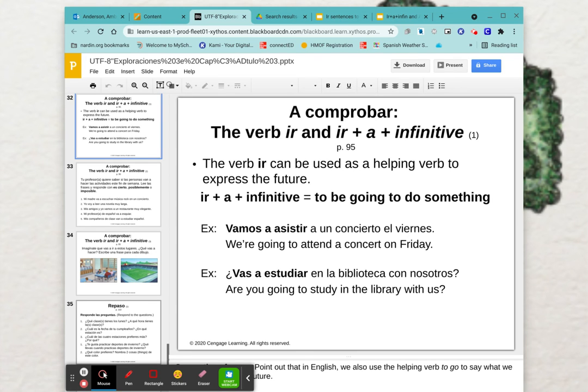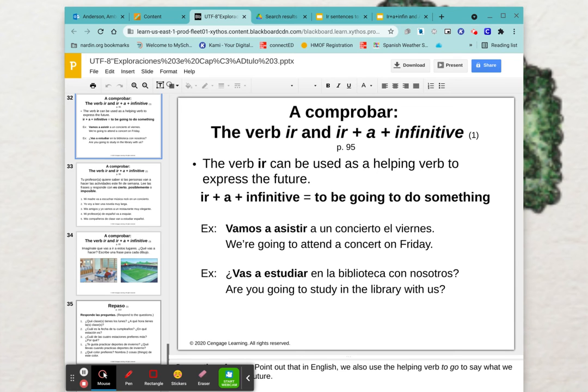So there's these special little constructions, we'll call them, when we have tener plus que plus infinitive. Just like that, we have ir plus a plus infinitive to say something we're going to do. We use it a lot in Spanish. So if we're going to say, por ejemplo, vamos a asistir a un concierto el viernes, we're saying we're going to attend. So we're going to conjugate that first verb, vamos. We're going to use one of the forms of ir, either voy or vas or va or vamos or vais or van, plus a, and then plus infinitive to say something we're going to do in the future.